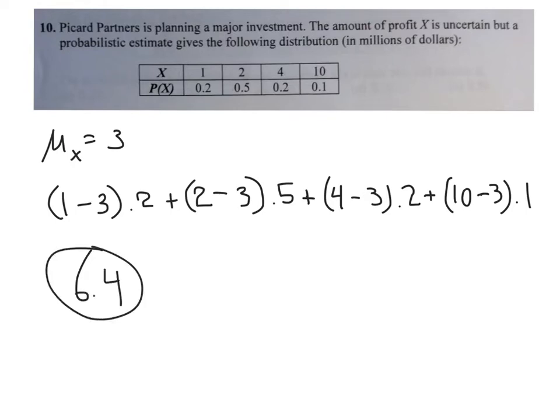Okay, but that's the variance. Don't forget, we got to take the square root of that to get our standard deviation, which is 2.53.